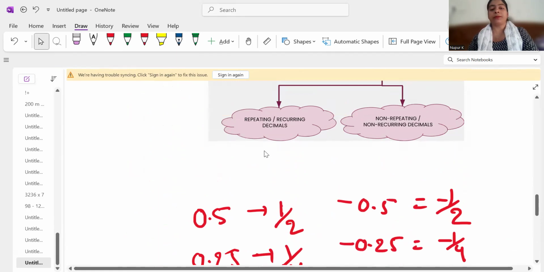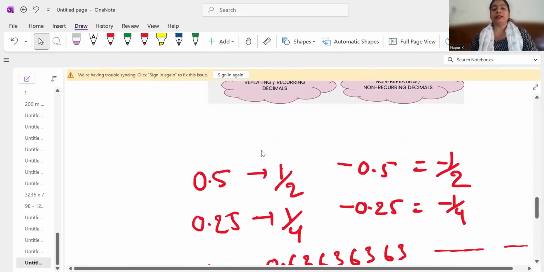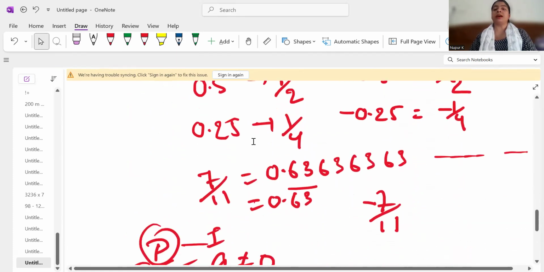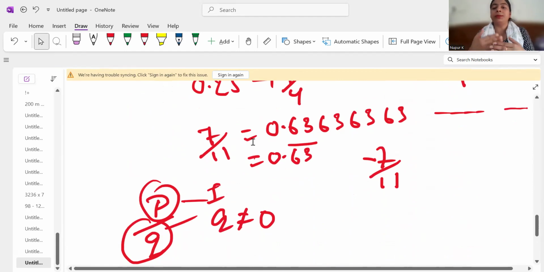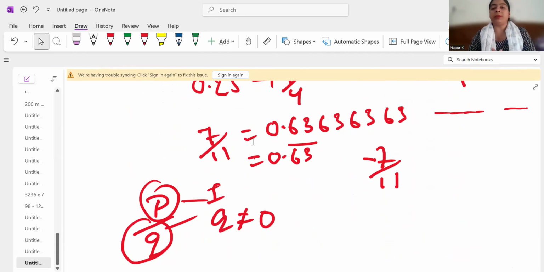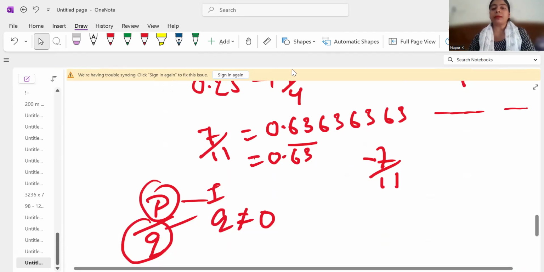Let me briefly recap the session. Terminating and repeating decimals can be represented as fixed points on the number line, and this is true for their opposites also. So they can be categorized as rational numbers. The definition of a rational number is any number in the form of p by q, where p and q belong to the set of integers and q is non-zero. There is a lot to do in rational numbers.